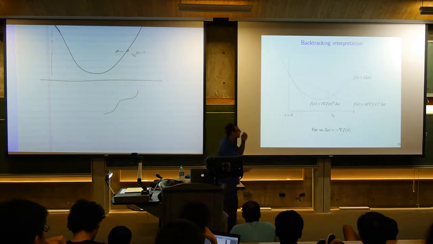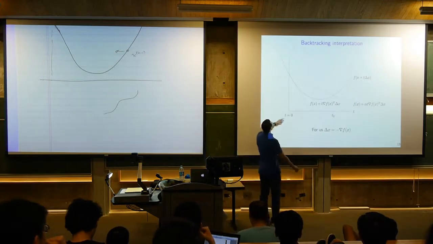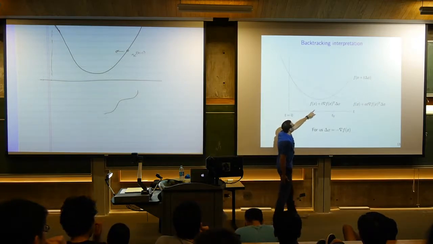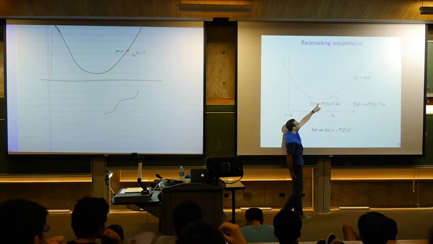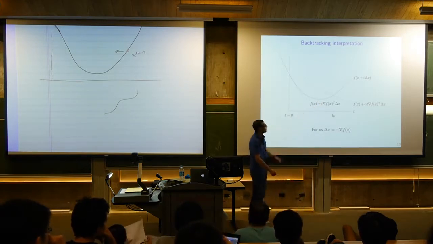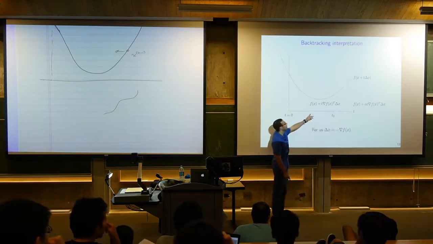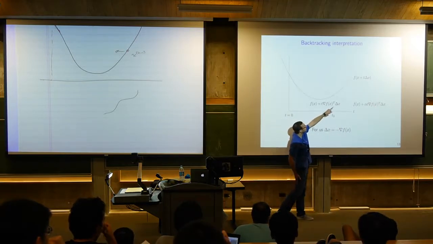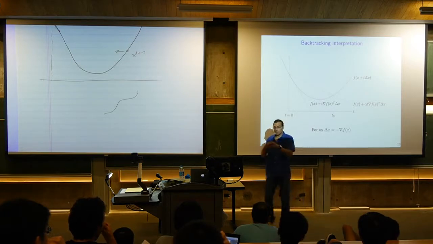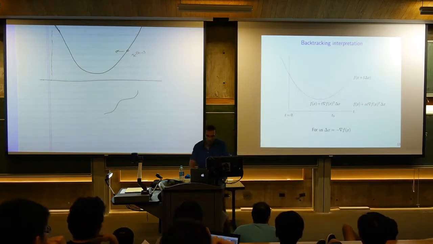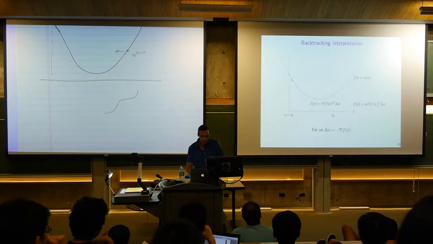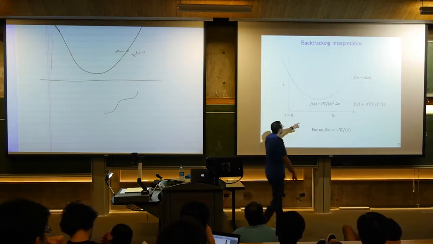So here's the interpretation of backtracking. I'm at this point, x. Okay, and this is my function. And I'm thinking about taking a step in the direction delta x. For us, delta x is just the negative gradient. I took this picture from Boyd and Vandenberghe, and they were looking at a direction that's denoted delta x. And what backtracking does is it looks at the tangent line to your function at the point x. That's given by this expression right here.